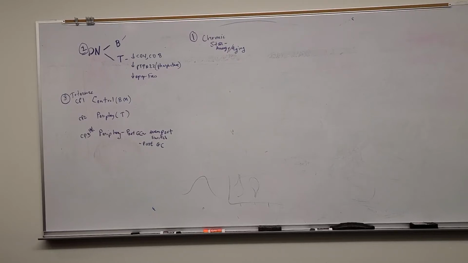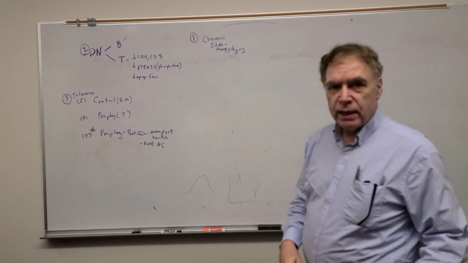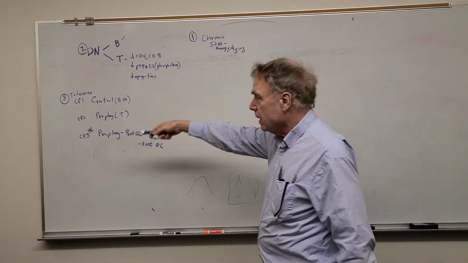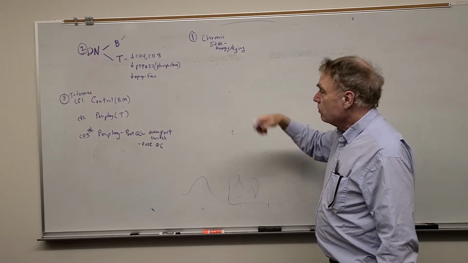Okay, today I'm going to talk about autoimmunity, three parts, as you see here. First, I want to talk about chronic stimulation. That leads to double negative cells of different kinds, different populations, and finally, where the tolerance occurs. First off, let me talk about the role of chronic stimulation.